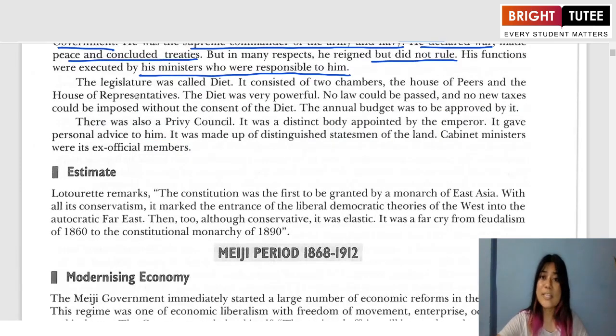The legislature, or the lawmaking department of Japan, was called the Diet.